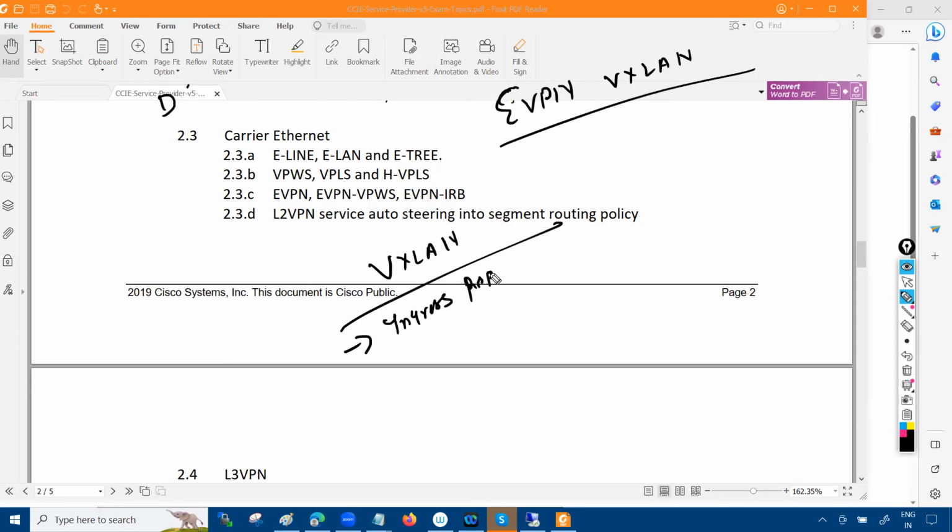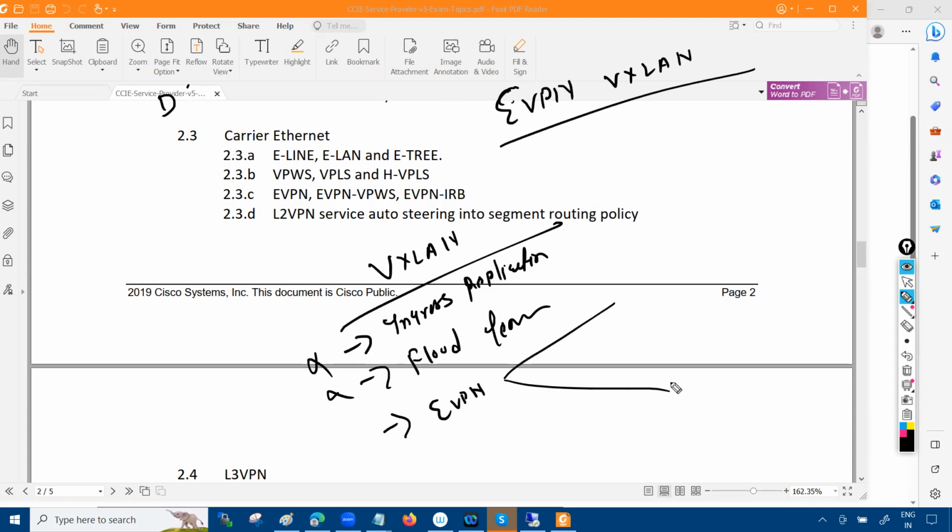Ingress replication. Then we have flood and learn. And then we have eVPN. These two the people are not using because they are legacy, you can call them legacy. These have huge disadvantages. Okay. In eVPN we have.